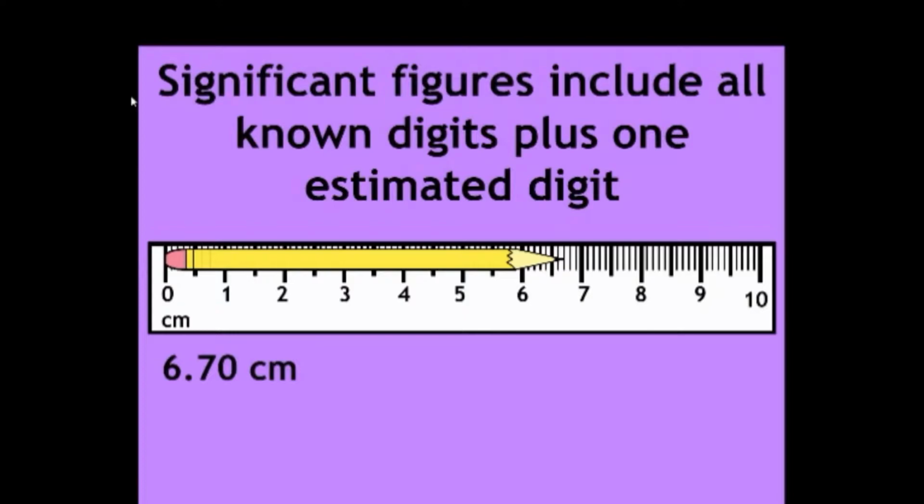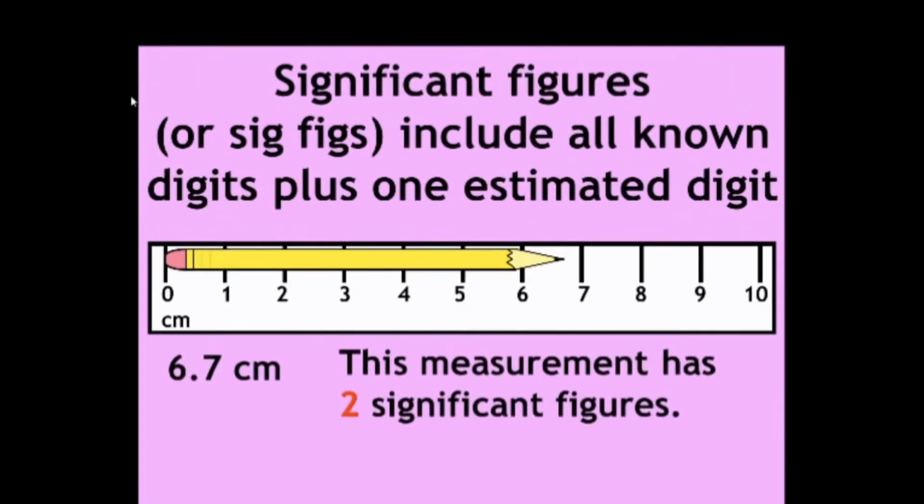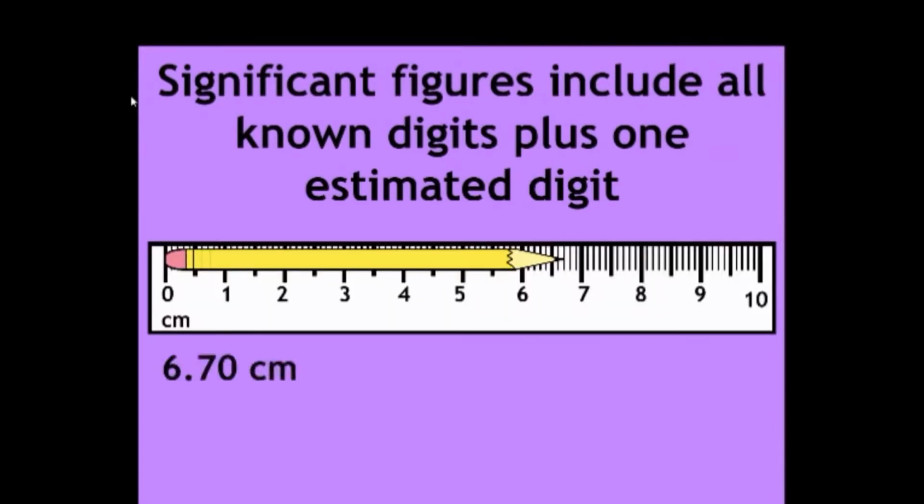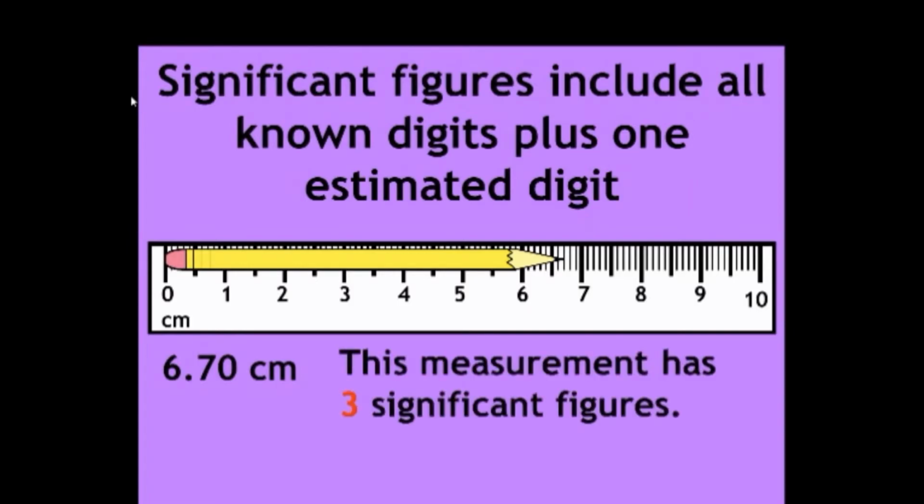So 6.70 centimeters. Pay special attention to the fact that I had just shown you 6.7 on the previous slide, and now I am showing you 6.70. So in this chemistry class, 6.70 is more precise. How many significant figures is a measurement of 6.70? 3. So this measurement has 3 significant figures. Not 2, it has 3 because we do count that final estimated digit.